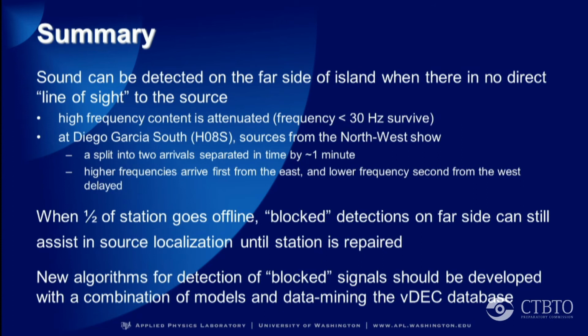And so when half of a station goes offline, these block detections can be used to assist in localization because you actually can do some triangulation from two very far apart stations. And new algorithms could be used to detect these block signals by both looking through the CTBT data and using models to actually just predict these at all the stations that don't have such seismic sources.